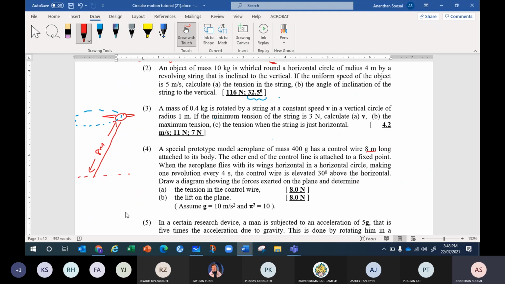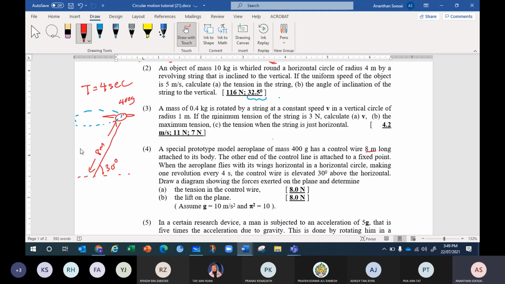Of course, the plane was 400 gram. It's a toy aeroplane with a 400 gram mass, and the string makes 30 degrees above horizontal from the ground. It makes one revolution in 4 seconds, so the period is 4 seconds. This is the diagram.